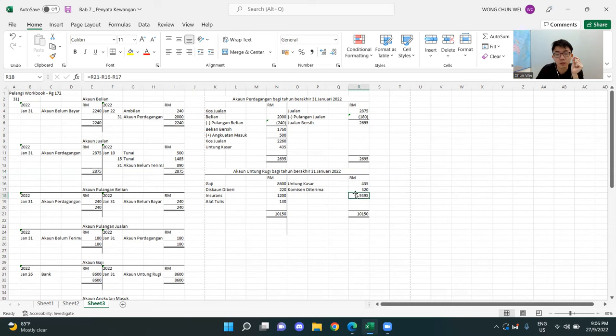9,395. Now this figure is in the credit side. Maksudnya, this will be your rugi bersih. You see? So if it is on the debit side, here will be untung. If it's on here, this one will be called a rugi kasa. This one will be called a rugi bersih. Okay? So this is how you do this. All right, guys, clear? If yes, give me a C in the chat box if you are clear.